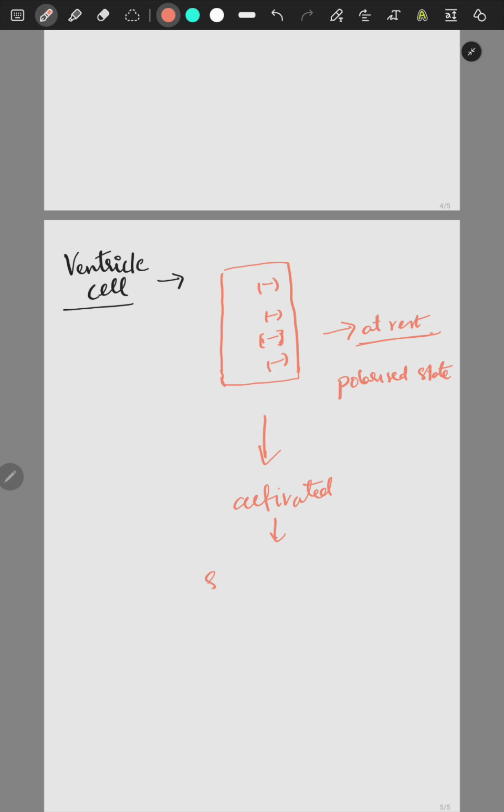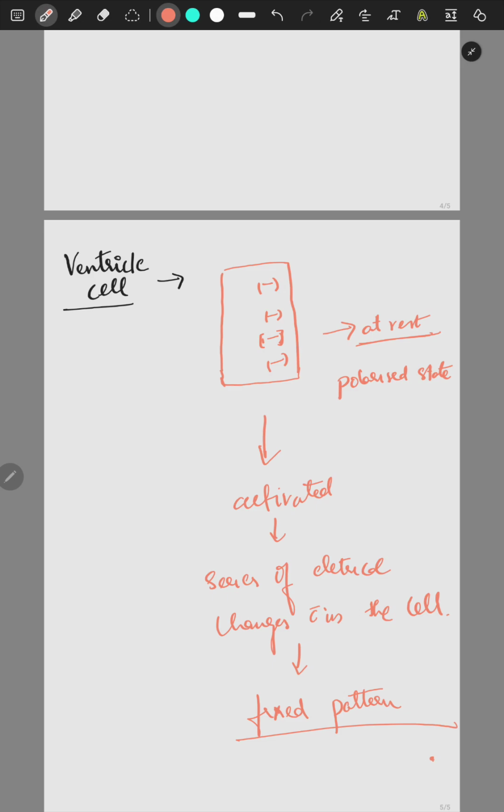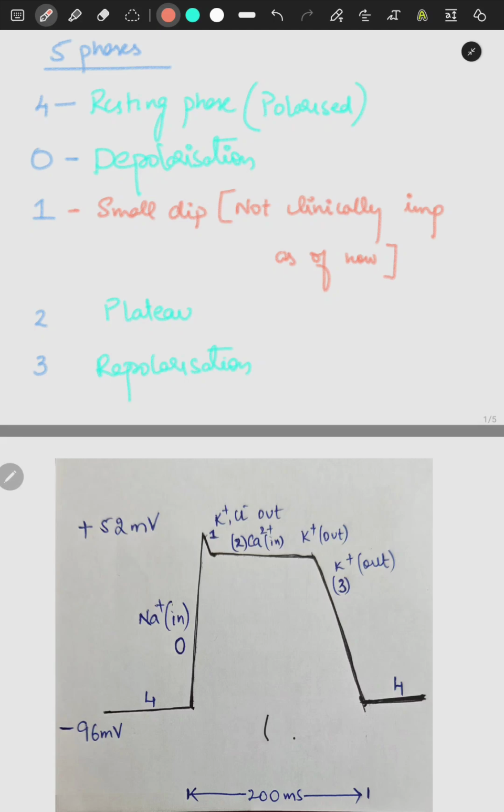When this ventricular cell gets activated, this results in a series of electrical changes in the cell, and this series of electrical changes occurs in a fixed pattern. This is the ventricular action potential. This ventricular action potential has 5 phases.